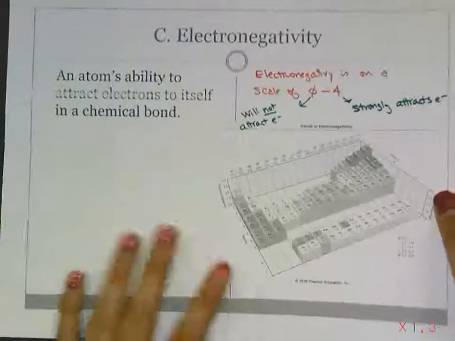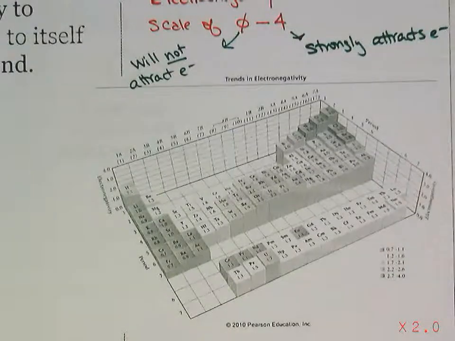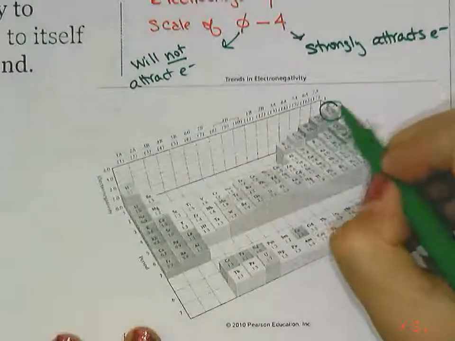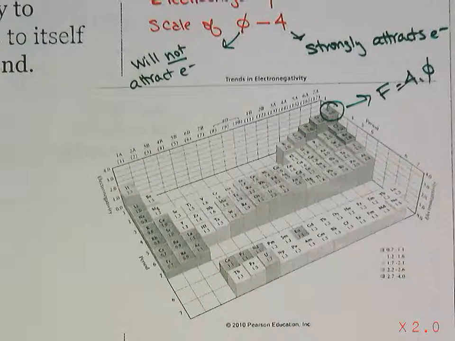And I know you can't see this figure. I'll try and zoom in a little bit. Oh, that's not bad. Fluorine is actually the element that has a 4.0 electronegativity. So it is the most likely to pull an electron to itself. And it's really because fluorine only has 9 electrons, right? So putting in that 10th electron, that energy level is really close to the nucleus, and so it really has a strong pull still on all those electrons.